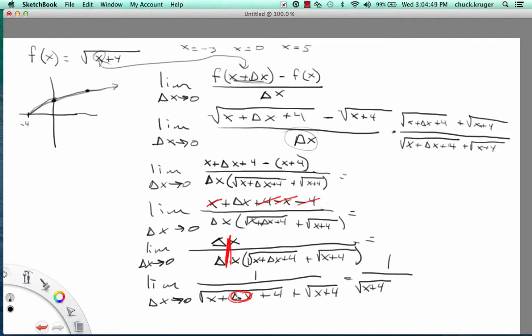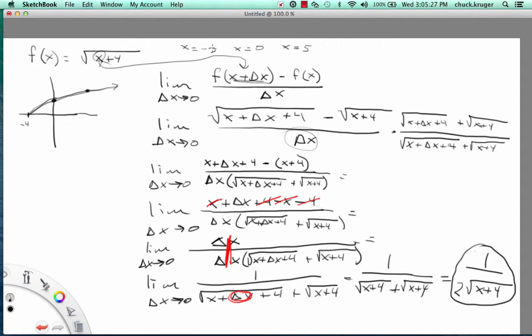Where did the delta x go to? It became 0 as I approached 0. Plus the square root, this is a plus sign, the square root of x plus 4. And I'm going to have 1 over 2 times the square root of x plus 4. Now, what that's going to give me is the derivative formula, that if I know x, I can determine the slope of the tangent lines.